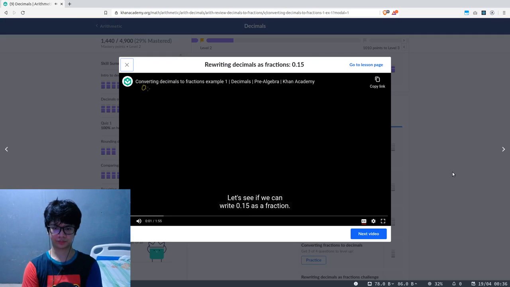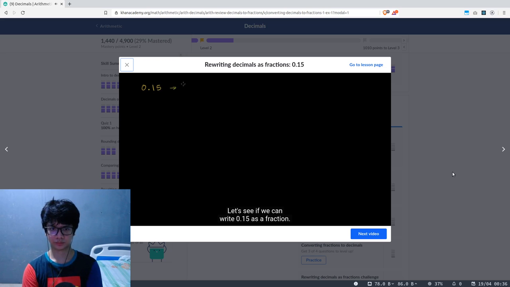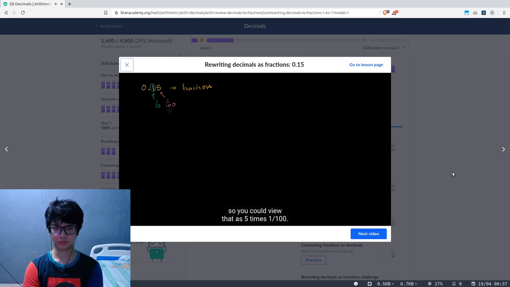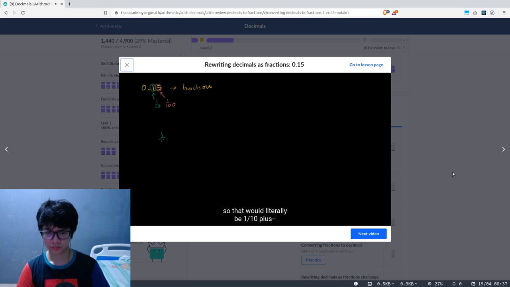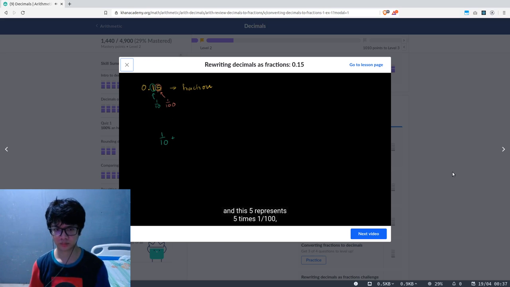Let's see if we can write 0.15 as a fraction. So the important thing here is to look at what place these digits are in. This 1 right over here is in the tenths place. So you could view that as 1 times 1 tenth. This 5 right over here is in the hundredths place. So you could view that as 5 times 1 over 100. So I can rewrite this as a sum: this 1 represents 1 times 1 tenth, so that would literally be 1 tenth, plus, and this 5 represents 5 times 1 hundredth, so it would be plus 5 hundredths.